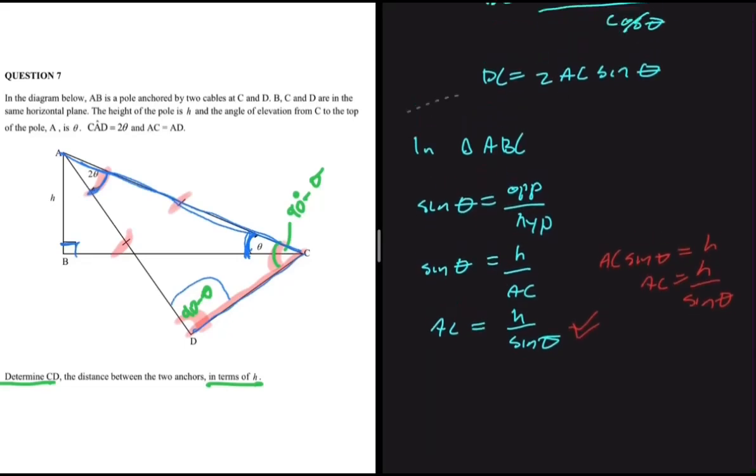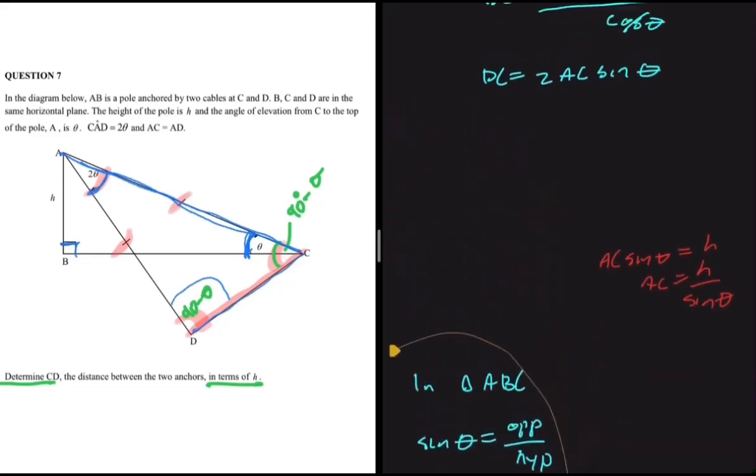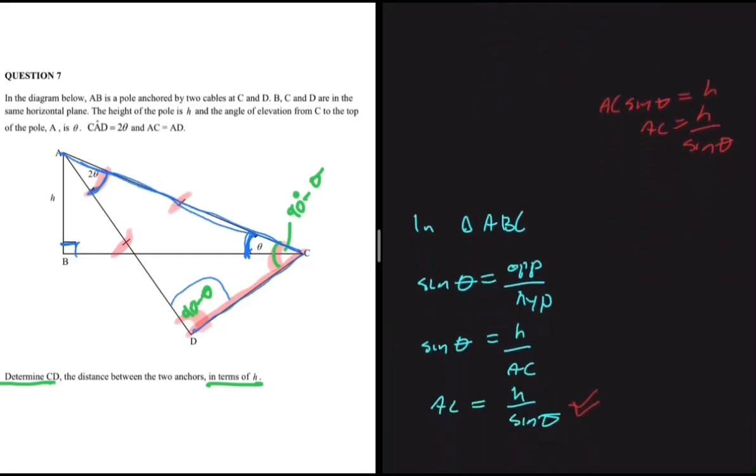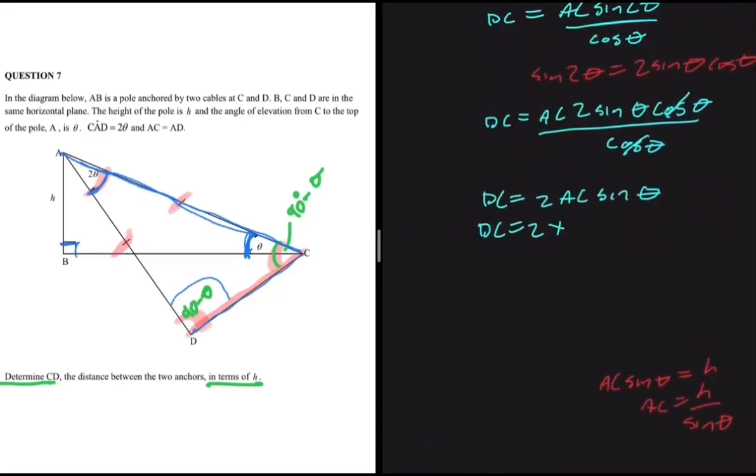So let me just do it there so that, yeah, you can see what I'm talking about. So now we're going to have DC is equal to 2 multiplied by AC. AC, we're saying, is H divided by sine of theta, right? So we have H divided by sine of theta and then multiply by sine of theta. Sine of theta and sine of theta cancel out, so DC is equal to 2H.